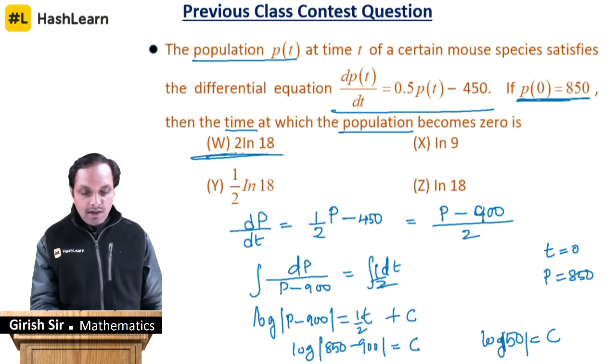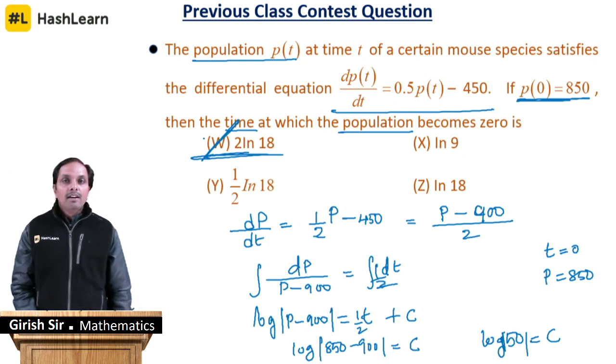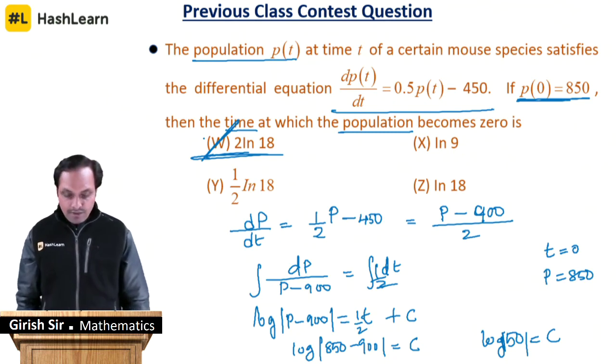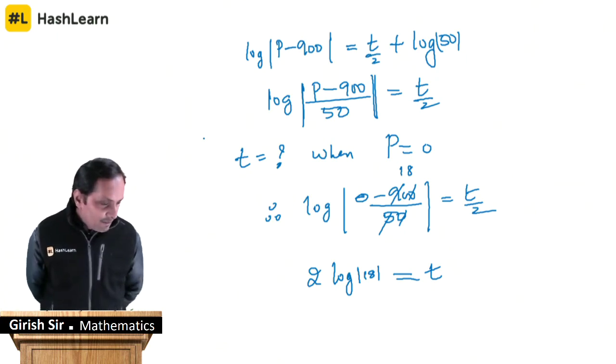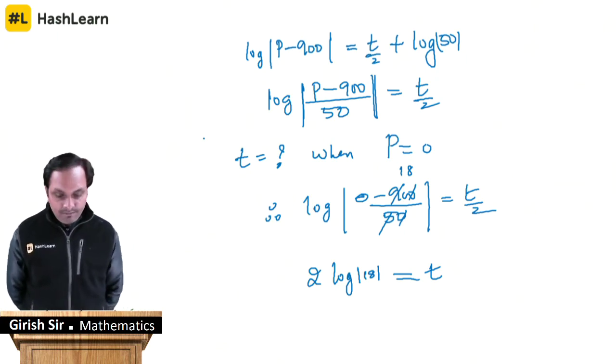ln is nothing but natural log, which is to the base e. Your base for natural log is e. So 2 times log 18 is the answer. Yes, Himanshu and Peru, hope you followed the problem.